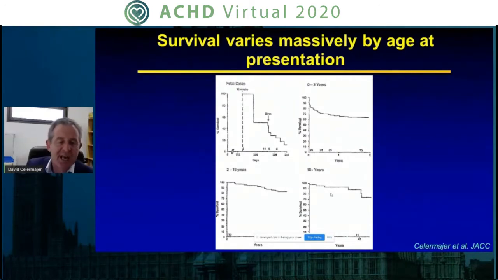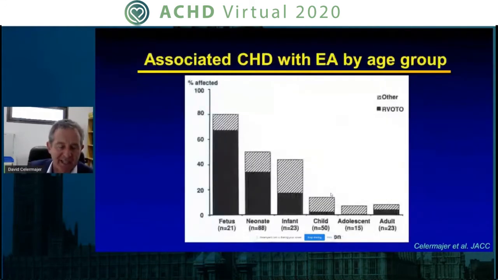Now, the other thing that varies very importantly by age at diagnosis is not just the severity of the tricuspid valve disease, but the proportion of patients who have an associated abnormality. So in the fetus or in the neonate, over half of diagnosed Ebstein's anomaly patients have an important associated congenital heart disease, most often right ventricular outflow tract obstruction, so pulmonary atresia, pulmonary stenosis, or subpulmonary stenosis, whereas with presentation in adolescent or adult life, under 10% of diagnosed patients have an associated intracardiac abnormality.